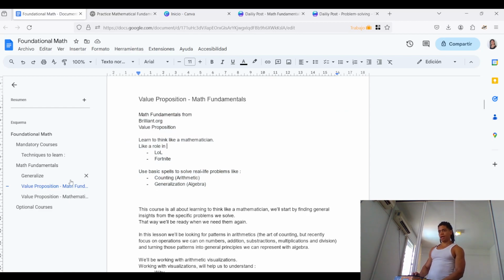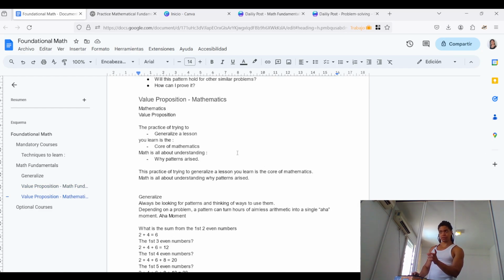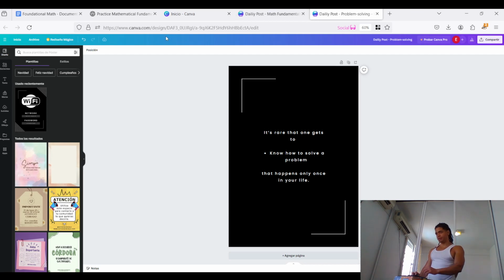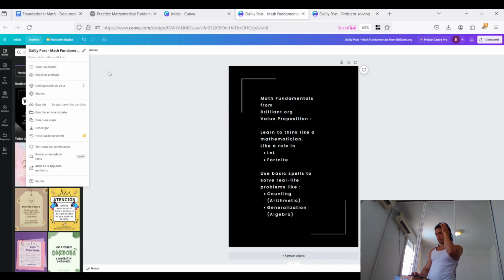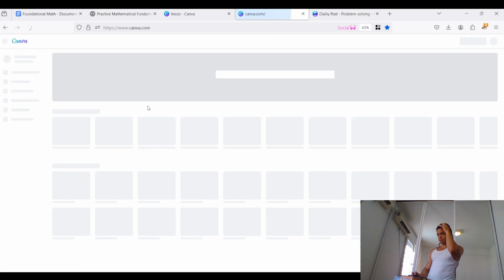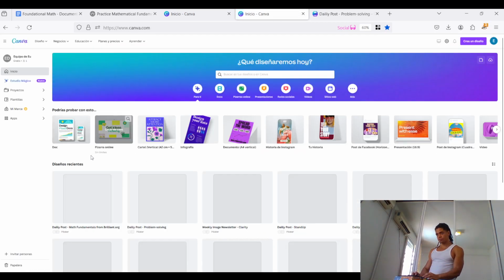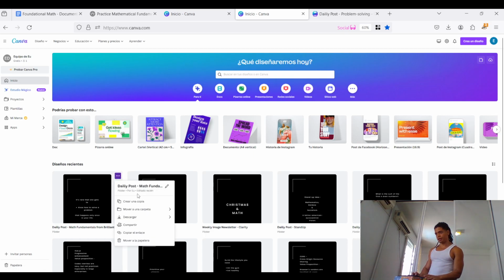Now, from the Mathematics course, the value proposition here is: think in terms of patterns. Because mathematics is all about understanding why patterns arise. It's like why patterns arise.